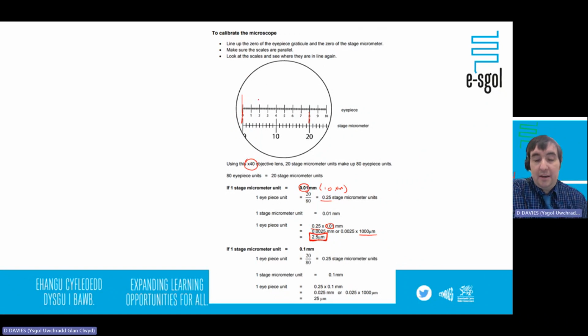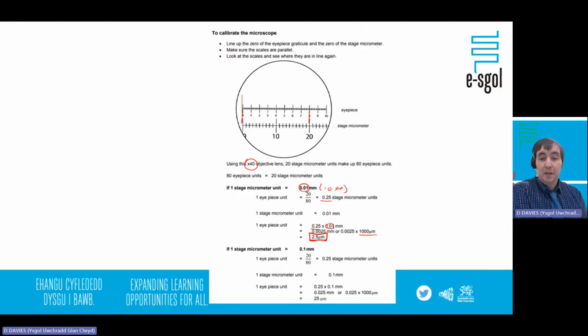Now, ideally, obviously, you need to learn how that works. You need to divide the units of the stage micrometer by the units of the eyepiece to get the value of 1. Then you need to multiply that by the value of 1 here. That will give you the value of one of these divisions. However, in reality, if you calibrate the times 40 objective lens once and learn that it's 2.5 microns, that's fine. You just need to remember 2.5 microns.